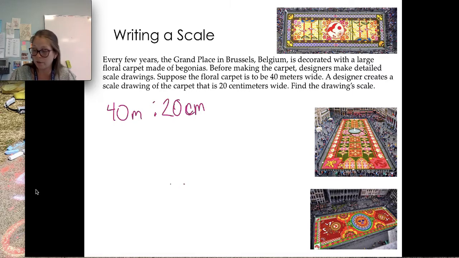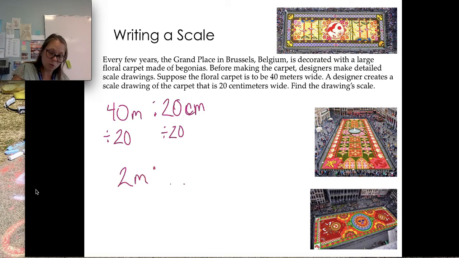on the scale drawing. So what we can do is simplify this scale down. Instead of looking at it as 40 meters to 20 centimeters, both of these are divisible by 20. So I know that I have 2 meters being represented for every 1 centimeter in the drawing.